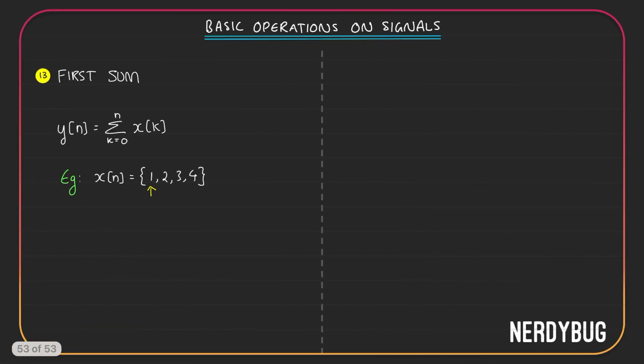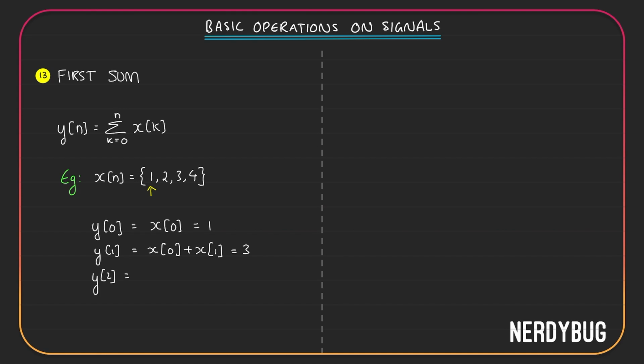The next operation we can do here is the first sum. This is equivalent to taking integration on a continuous time signal. We have x of n, which is 1, 2, 3, 4. 1 is the 0th term. Finding the first sum, y of 0 will be x of 0 plus x of minus 1, but we don't have an x of minus 1, so we can just write this is 1. Similarly, y of 1 will be x of 0 plus x of 1. That is 1 plus 2, which is 3.